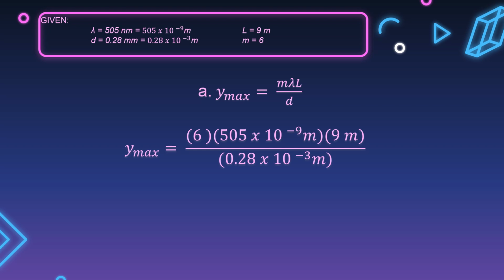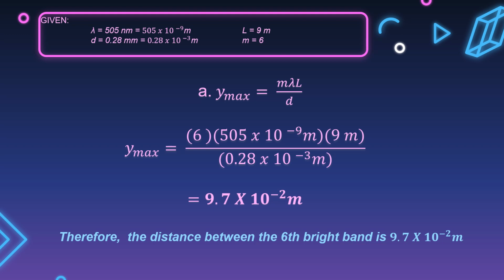Okay, again, let's substitute all the givens. We have 6 multiplied by 505 times 10 raised to negative 9 meters multiplied by 9 all over 0.28 times 10 raised to negative 3 meters. Okay, so the answer is 9.7 times 10 raised to negative 2 meters. Therefore, the distance between the sixth bright band and the center is 9.7 times 10 raised to negative 2 meters.